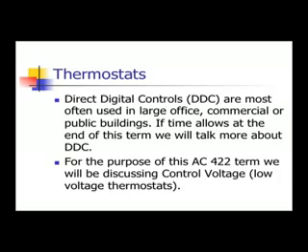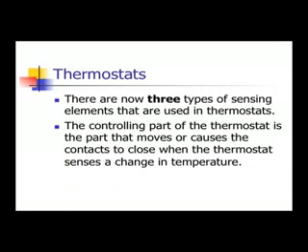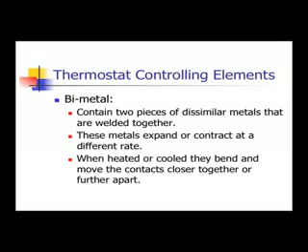Thermostats can be line voltage, control voltage, or direct digital. Line voltage are the most often used in heat applications that are electric as well as in refrigeration. Control voltage thermostats are mainly used in residential or small office applications. Direct digital controls, DDC systems, are most often used in large office, commercial, or public buildings. For the purpose of this lesson, we will be discussing control voltage, low voltage thermostats.